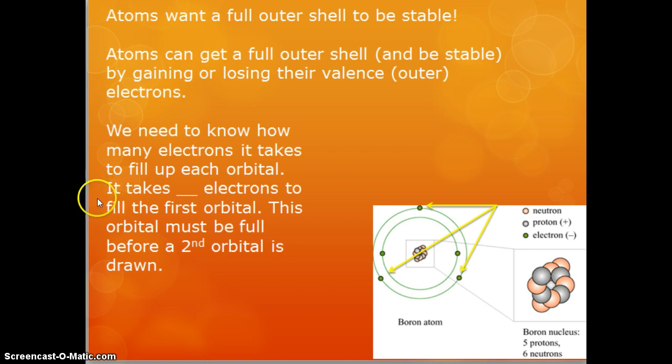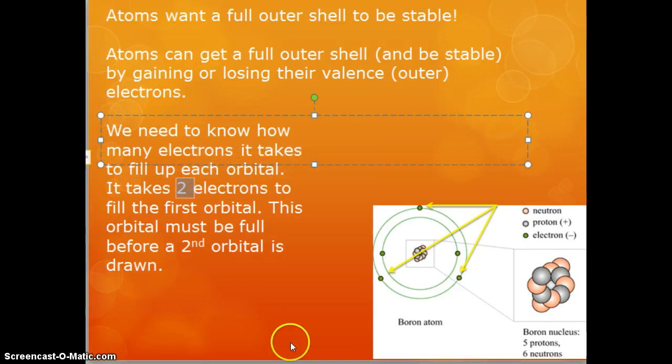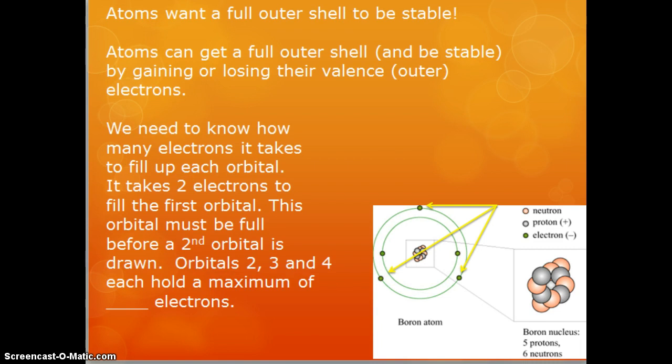All right, so it takes how many electrons to fill the first orbital? This orbital must be full before a second orbital is drawn. So the first orbital holds 2 electrons, a maximum of 2 electrons. Orbitals 2, 3, and 4, so when we keep drawing more and more orbitals, they can each hold a maximum of how many electrons? The first one holds 2, the other ones all hold 8 electrons.